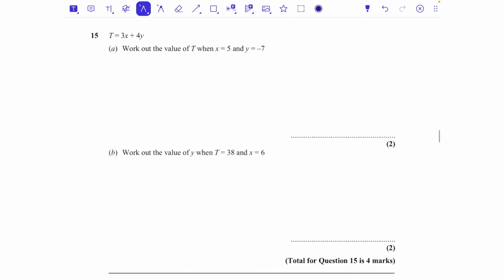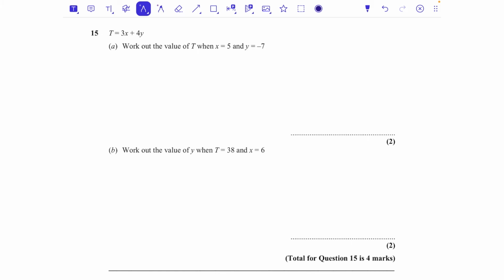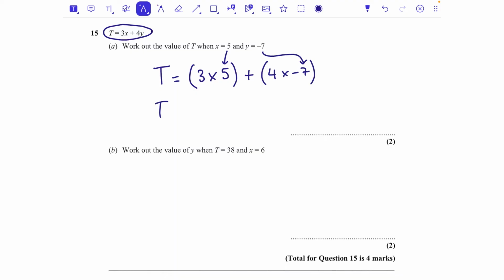Question number 15. Work out the value of t when x is 5 and y is -7. And we've got this formula here. So we know that to get t, we need to do 3 lots of x, so 3 lots of 5, because that's what x is. And then we need to add on 4 lots of -7. So -7 goes there.